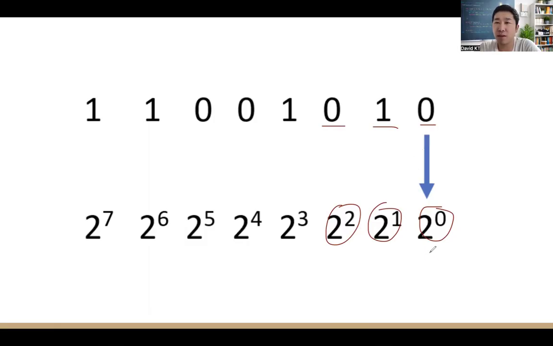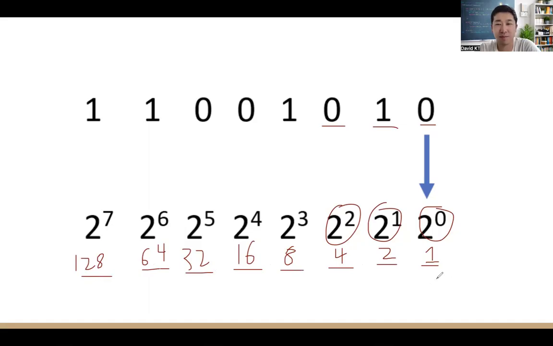First, what is 2 to the 0 power? That's right, it's 1. What's 2 to the first power? 2. 2 to the second power? 4. 2 to the third power is 8, and so forth. 16, 32, 64, and 128. Notice each of these is just double the previous one.